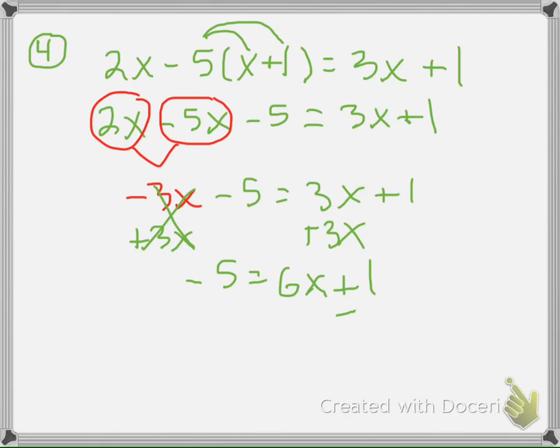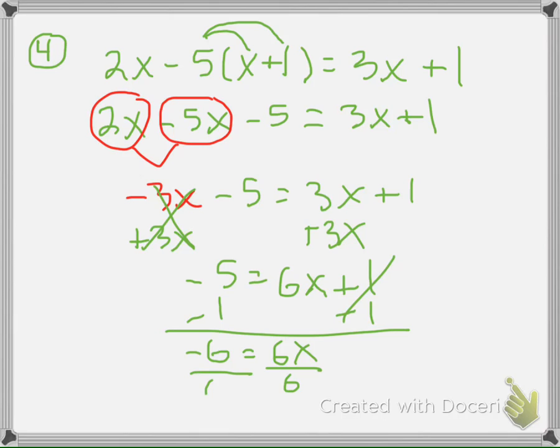Now we need to subtract 1 on both sides. So I'm left with negative 6 equals 6x. Now I need to divide by 6 on both sides. Negative 6 divided by 6 is negative 1 equals x. That's my answer.